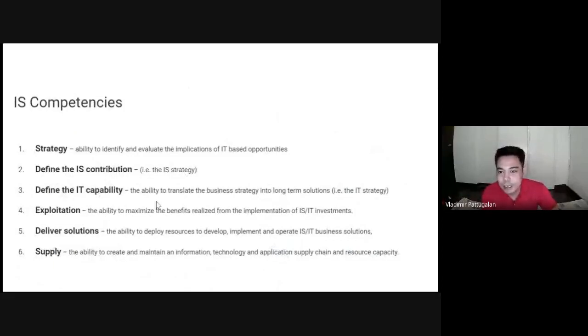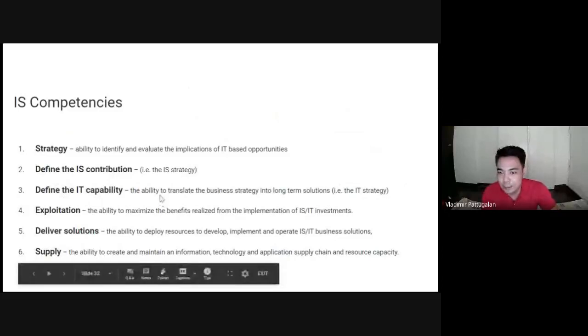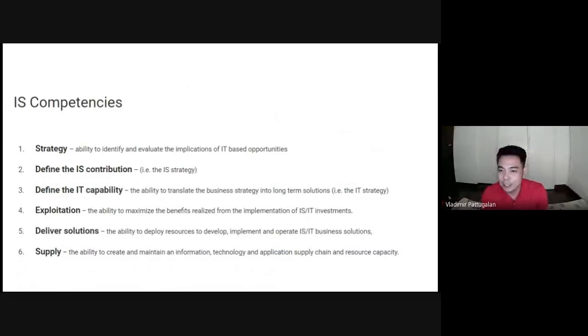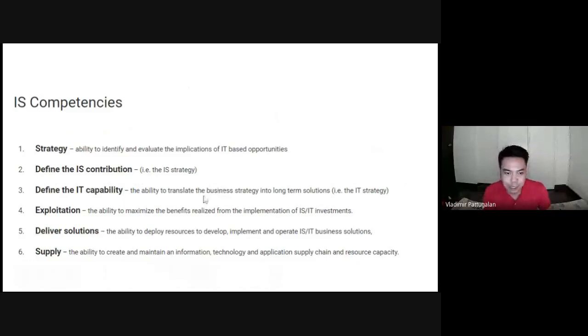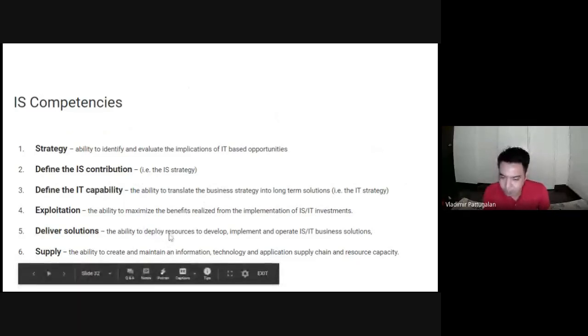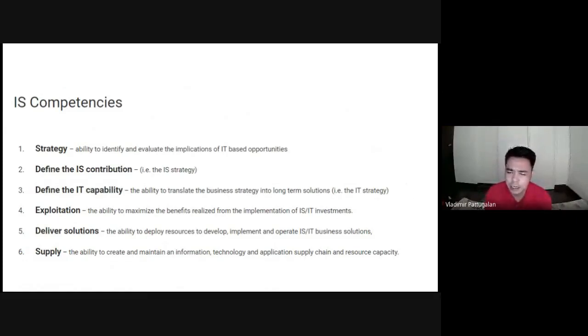So the following are the six IS competencies. So number one is strategy. Number two, define the contribution. Define the IT capability, exploitation, deliver solutions, and supply. So these are what firms need to remember when managing their IS systems.